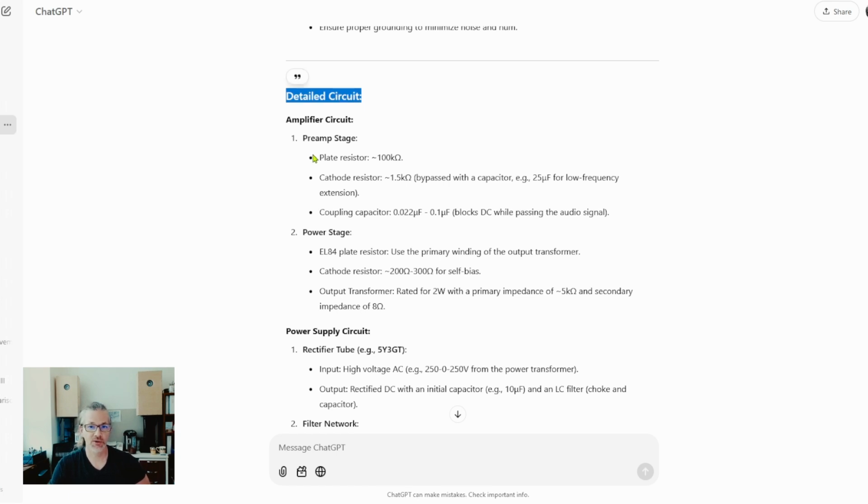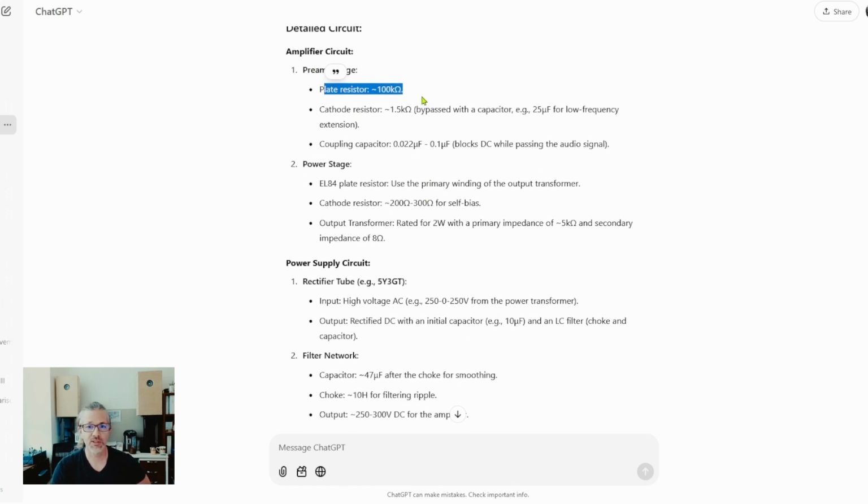Now, detailed circuit, preamp stage, which is the driver stage or input stage. Plate resistor about 100 kilo ohm, which, yeah, sounds good for a 12AX7. That's a great start. Cathode resistor self-biasing here as well, 1.5 kilo ohm, bypassed with a small capacitor about 25 microfarad. That's also good advice. Coupling capacitor 22 nanofarad to 0.1 microfarad. It's on the smallest side, but yeah, it will work.